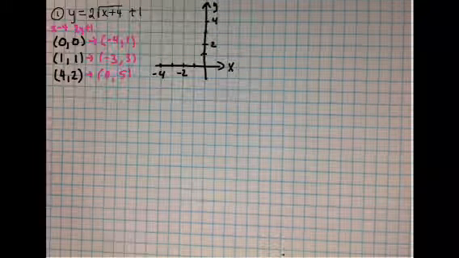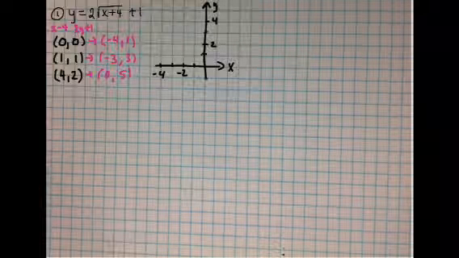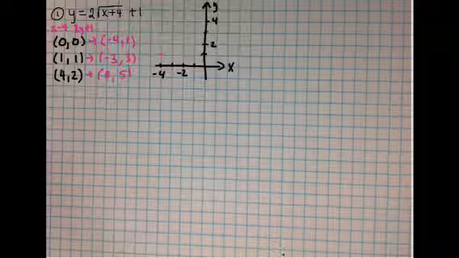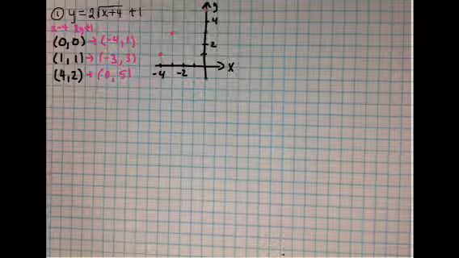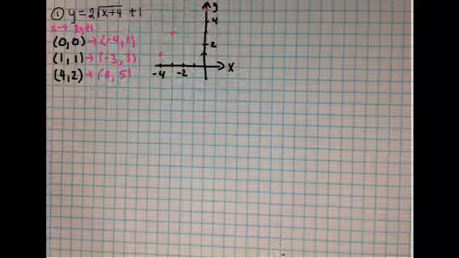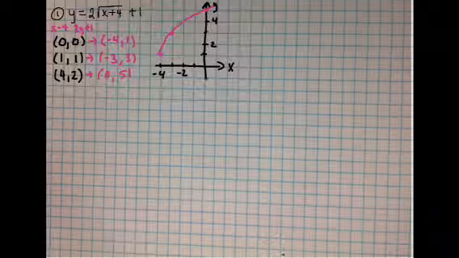Okay, so now we're going to plot the points. So -4, 1, -3, 3, and 0, 5. And remember, -4, 1 is where the function starts. That's where you have the dot, and it goes towards 0, 5, and there's an arrow past 0, 5.